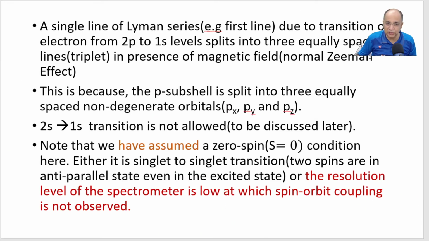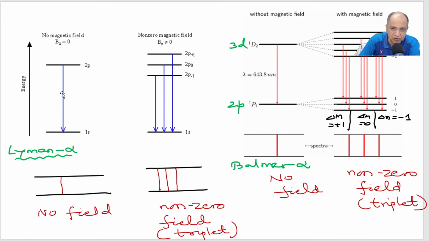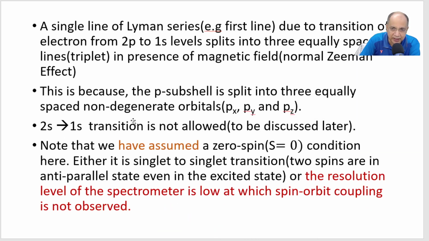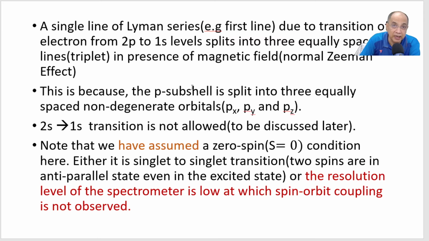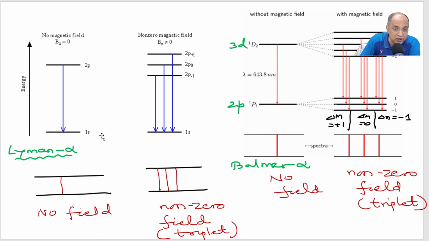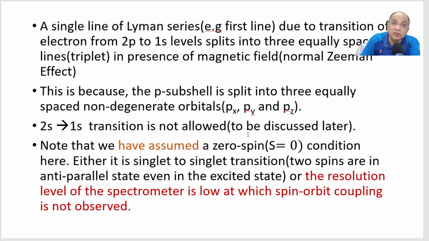So let me do that. A single Lyman series line, the first line due to the transition of an electron from 2p to 1s, the first one. One line is split into 3 equally spaced lines in the presence of a magnetic field. It's the normal Zeeman effect. This is because the p subcell is split into 3 equally spaced non-degenerate levels: +1, 0 and -1. The 2s to 1s transition, I told you, is forbidden due to the restriction in the selection rule. We'll be talking about it later.